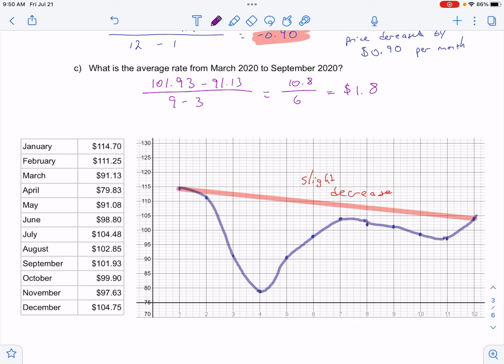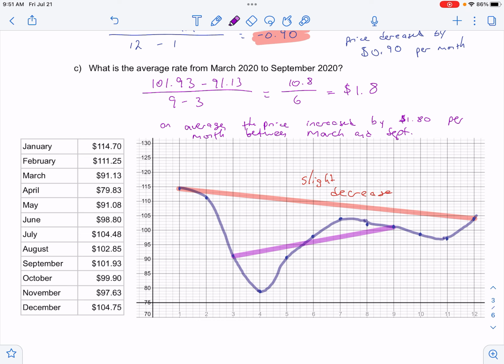So on average, the price increased by $1.80 per month between March and September. What does that look like? If we were to actually draw a line, again, start at March, end at September. September's right here, there we go. We can actually see that there is a slight increase here.